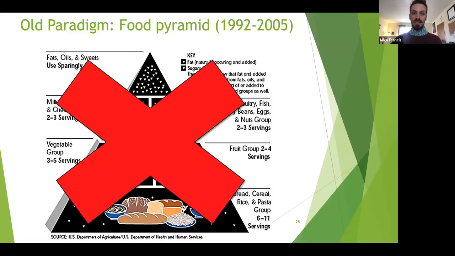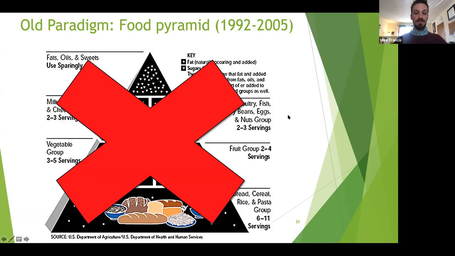They were recommending people eat something like 11 servings of pasta. Knowing what we know now, it's almost mind-blowing to think that this was the official recommendation for people. And we wonder why we have an obesity epidemic in this country. Well, this is definitely part of the reason.